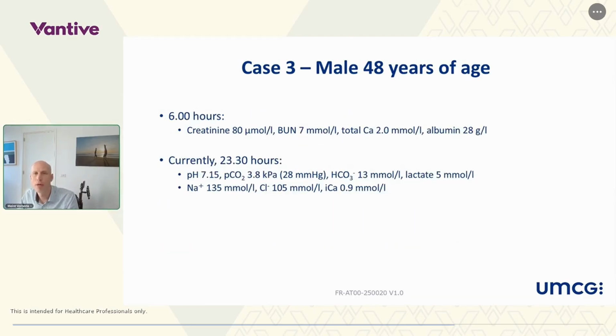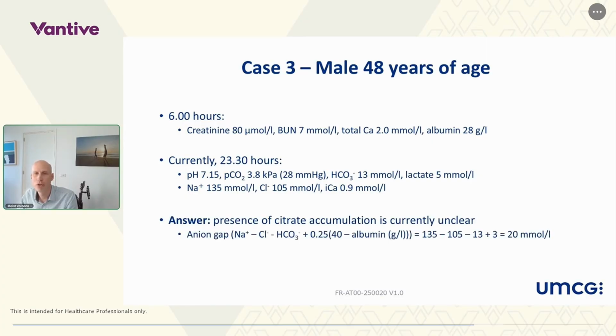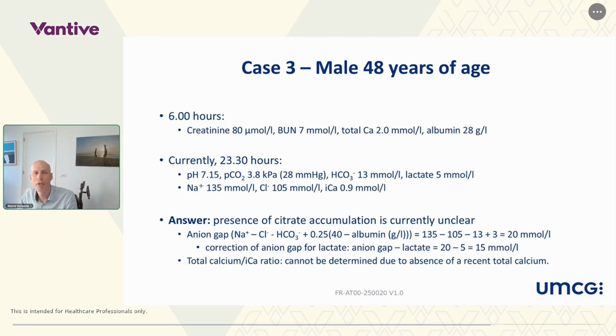Well, I myself am also not sure whether or not this patient has citrate accumulation. Of course, our pretest probability is rather high, but based on the values, the NNGAP is once again 20, and corrected for the lactate level, it's 15, so it's increased, but not that much. And about the calcium ratio, actually, the calcium ratio cannot be determined due to the absence of a recent total calcium.